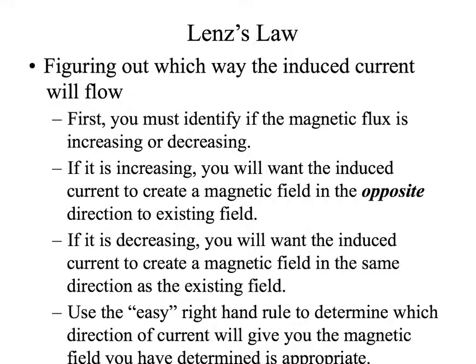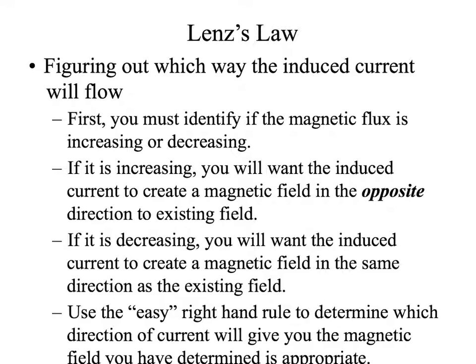First you have to identify if the magnetic flux is increasing or decreasing. Is it getting stronger? Is it getting weaker? And again, remember there are different reasons that can be happening: change in area, change in magnetic field strength, etc. If it is increasing, you want the induced current to create a magnetic field in the opposite direction to the existing field, because in the end, when we're talking about Lenz's law, the only way that it can oppose the change in magnetic flux is that the induced current will create another magnetic field.